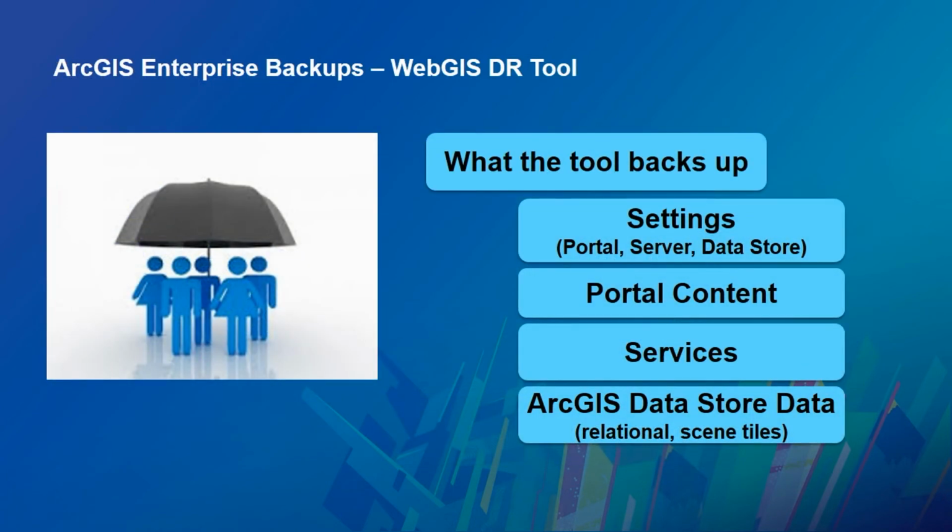To start, I want to cover a bit of background about the disaster recovery tool. First, what it does. So the disaster recovery tool will back up all the settings within portal, server, or any federated server, including the hosting server, as well as the ArcGIS DataStore. It backs up the portal content and the internal database that stores users, groups, and item information. It'll back up all the services within your federated server and the hosting server. And it'll also back up the ArcGIS DataStore, including the scene tile cache, or optionally the scene tile cache DataStore.